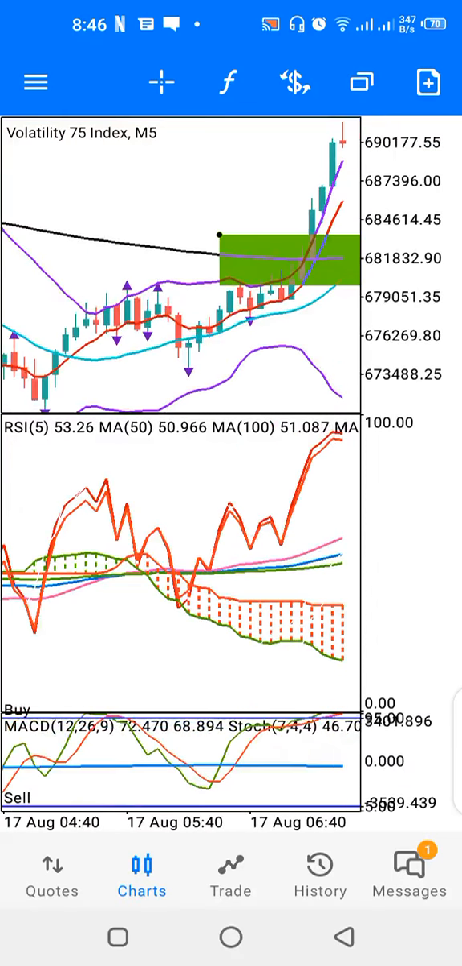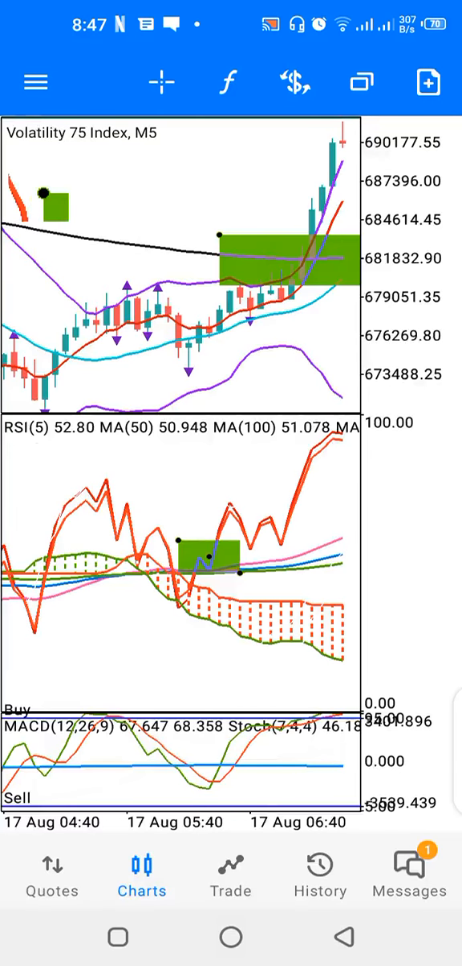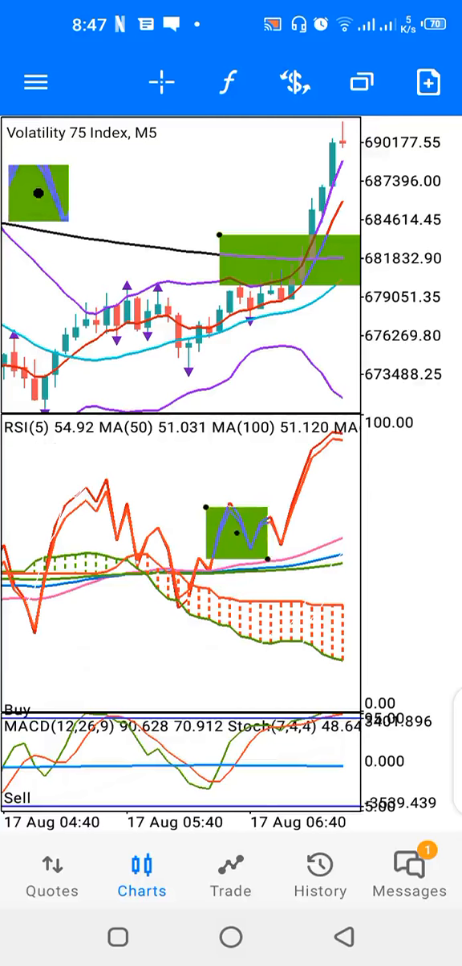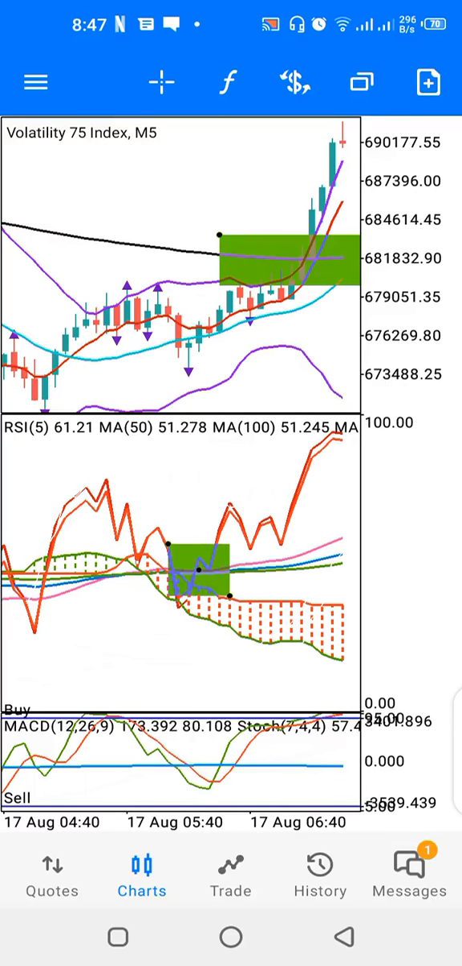Okay, when the red lines, like you have around here, cross above all the other indicators, you see this particular red line crossing above all the other indicators. I'm talking about the pink, the blue, the green indicators, the moving averages, and then the Ichimoku. When you have a cross above like this, that's your buy signal.